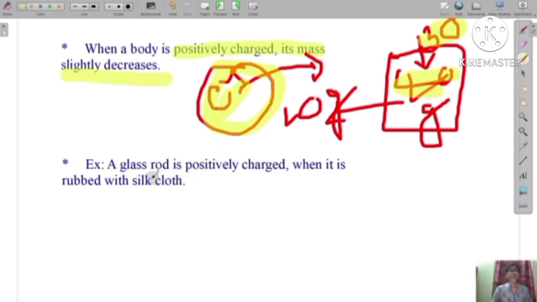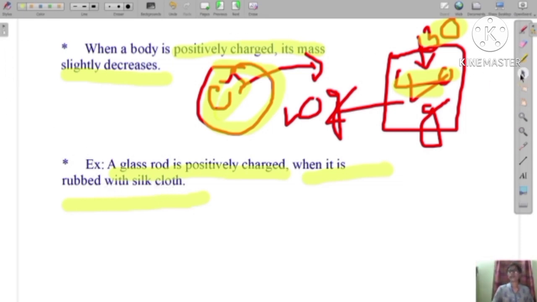You can consider the example of a glass rod. As I told you in the previous slides, a glass rod is positively charged when it is rubbed with silk cloth, as the electrons from the glass rod are lost and the majority charge carrier in a glass rod is positive charge. So what do we say? That the glass rod is positively charged. Is it clear? So I hope you have understood the positively charged body.